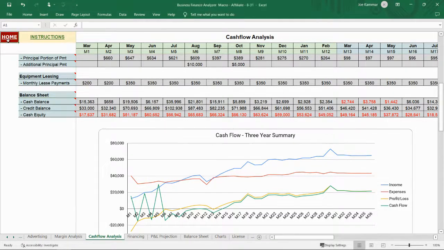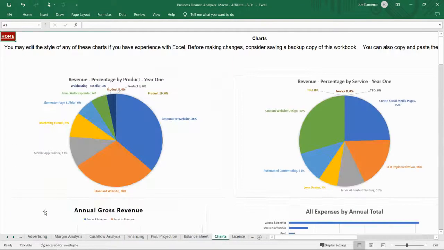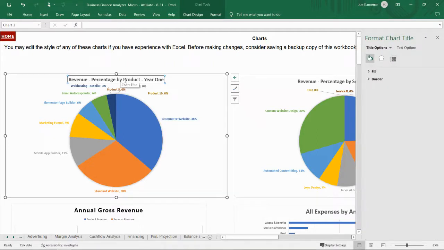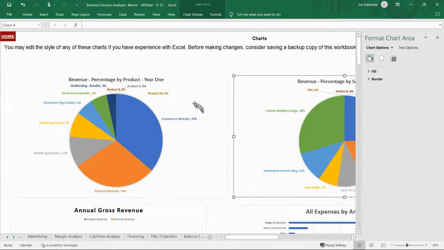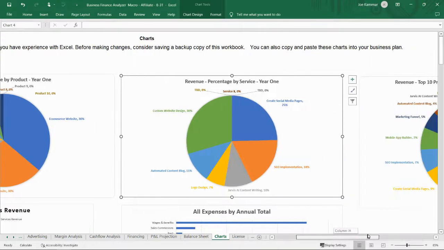Let's see if we hit home and come back over here to charts. You'll see that you have the ability to go in here and change the title. If you're good with Excel charts, you can change the style of the graph. It's going to pull from the same data. You can make this for the look and feel, and then you're able to physically copy this onto your existing business plan. So if you're creating a business plan in Word or Google Sheets, you can copy and paste.